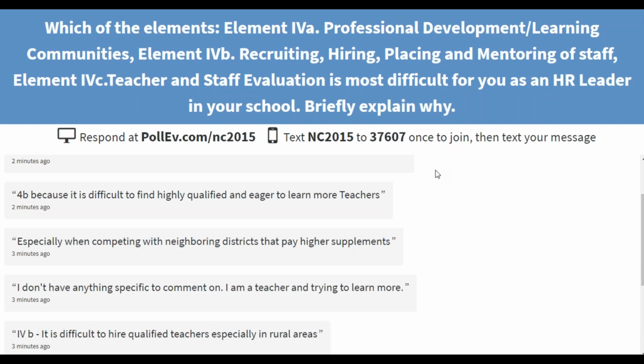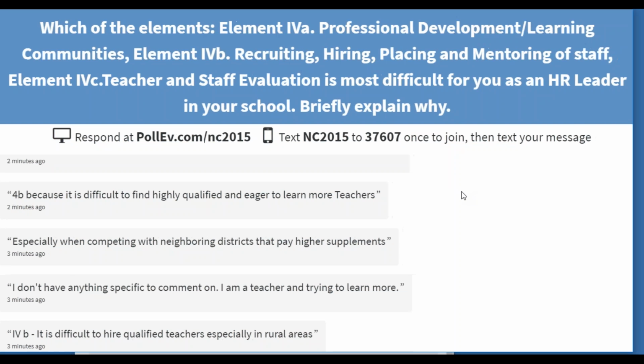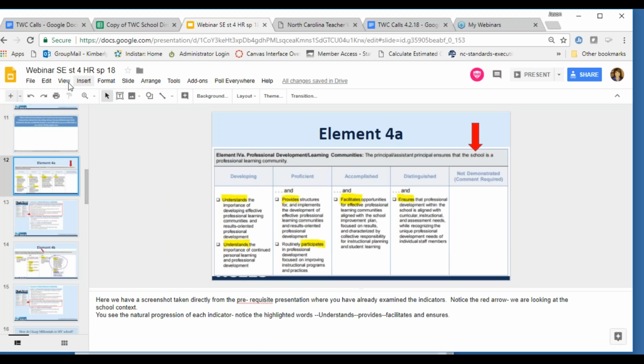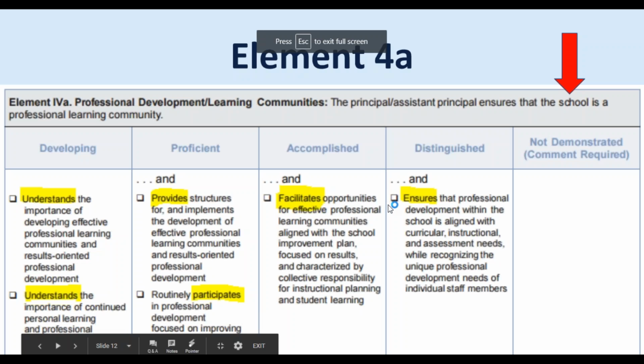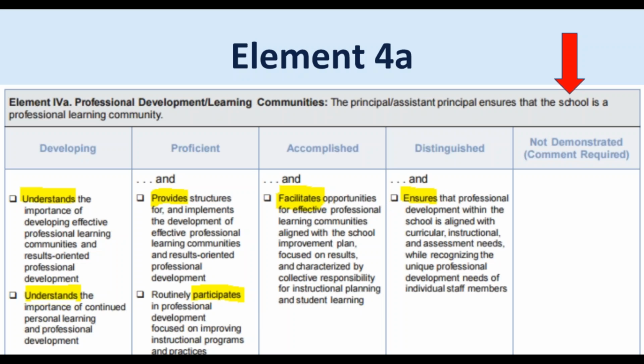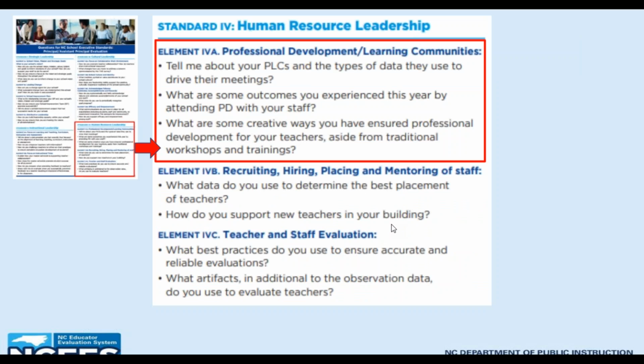Okay, we'll go on to the next slide. Here we have a screenshot taken directly from the prerequisite presentation where you have already examined the indicators. Notice the red arrow. We are looking at the school context for this element. You see the natural progression of each indicator. Notice the highlighted words: understands, provides, facilitates, and ensures. So digging deeper into this standard, we're going to examine the questions provided for deeper understanding.